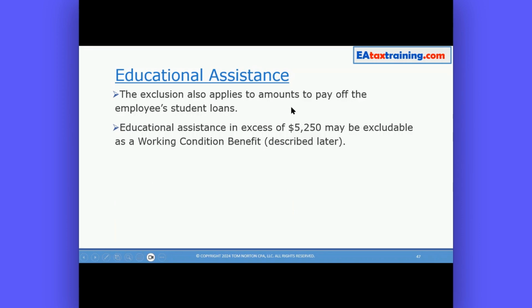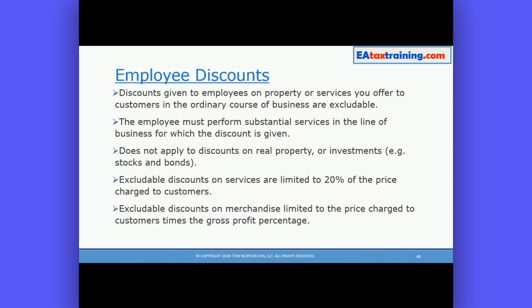This exclusion also applies to amounts to pay off the employee's student loans. So you can pay off up to $5,250 per year of the employee's student loans in lieu of paying for their education. And educational assistance in excess of the $5,250 may be deductible as a working condition benefit that we will talk about later. Employee discounts.